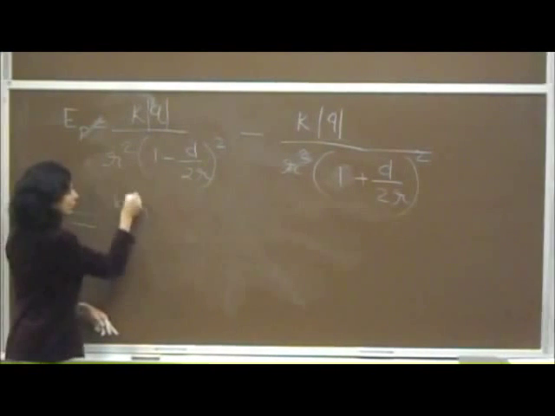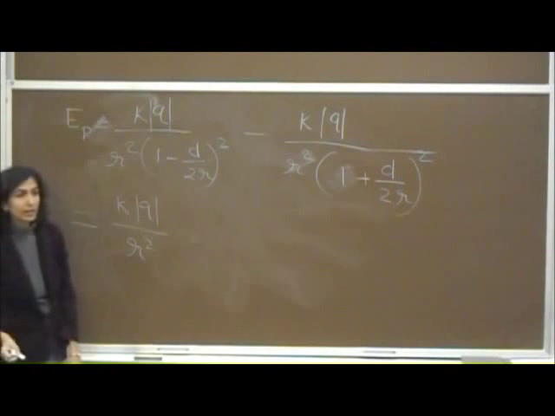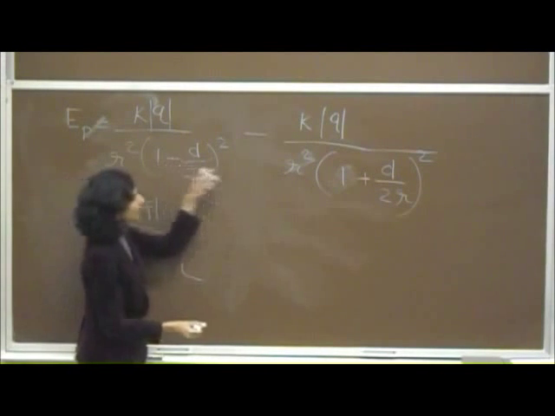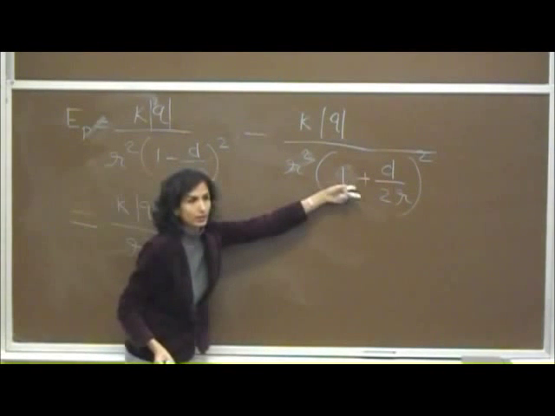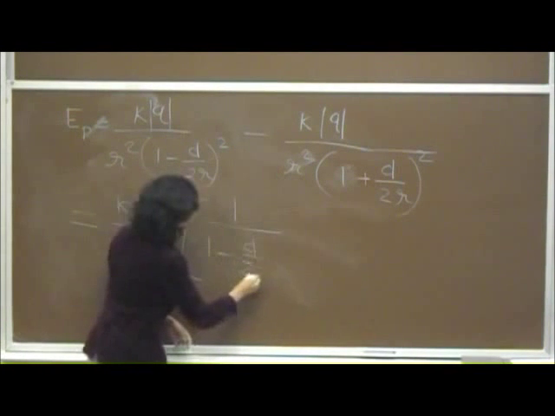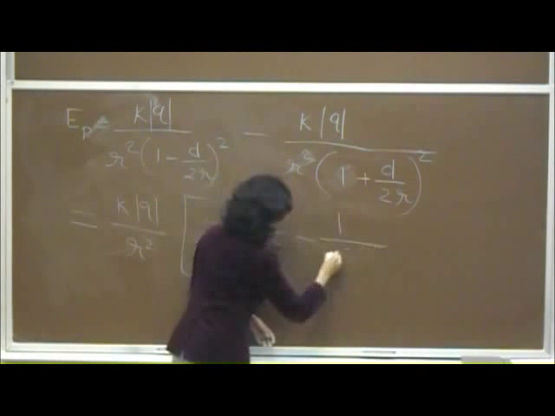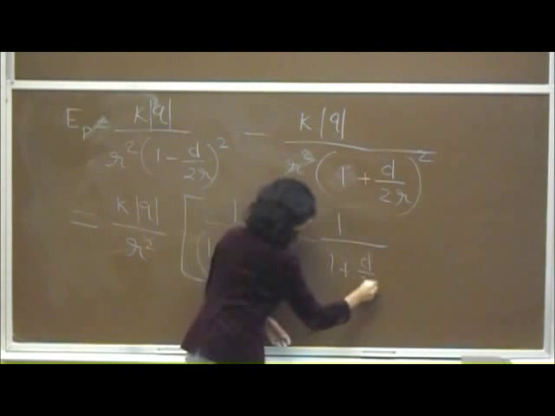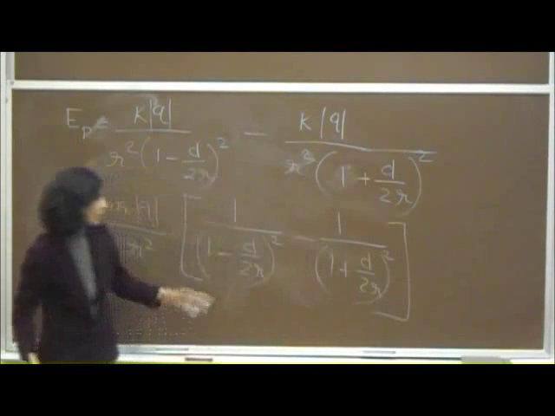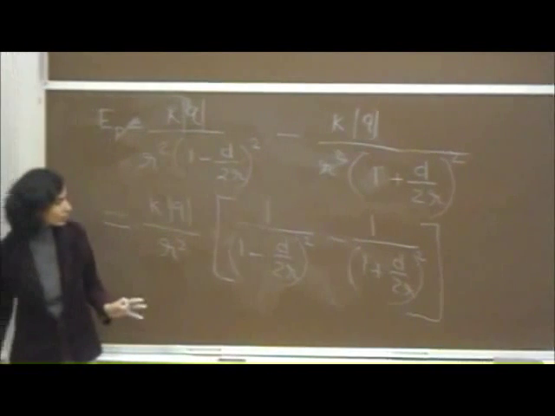So I can see that between the two terms, I have this thing as common, KQ over R squared. Do you see that? Is everybody seeing that's common? And then what do I have? I have this and I have this. So I have 1 over (1 minus D over 2R) squared minus 1 over (1 plus D over 2R) squared. Okay, all we have to do at this point is simplify this expression a little bit, which we will do.